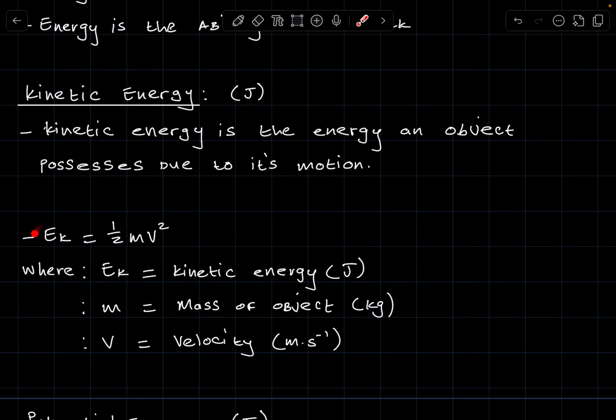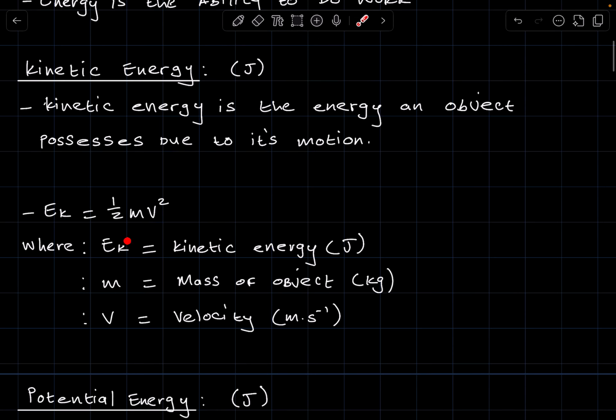We use EK to denote kinetic energy. So EK stands for kinetic energy. The formula thereof is EK equals half mv squared, where EK is kinetic energy, m is the mass of the object in kilograms, and v stands for the velocity in meters per second.